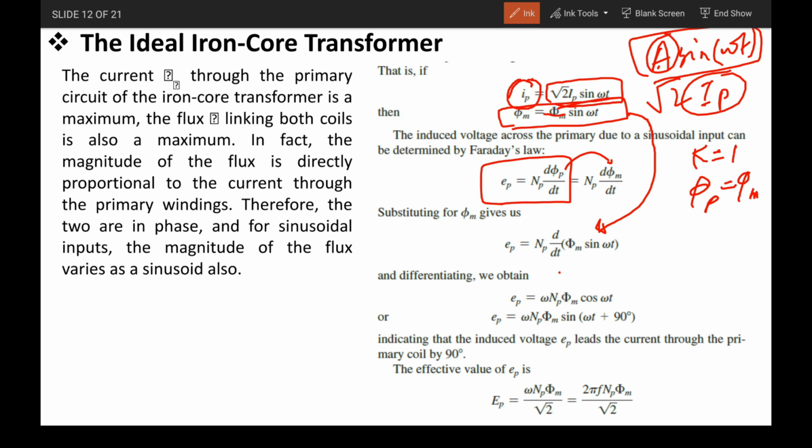Now it is a simple differentiation. We know when we differentiate sine, it results in cos, and since it is omega t, omega will be here.